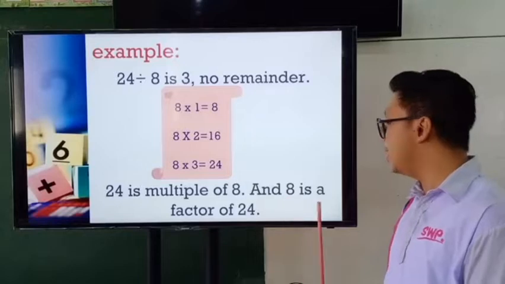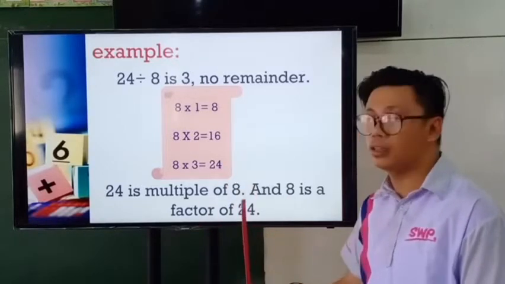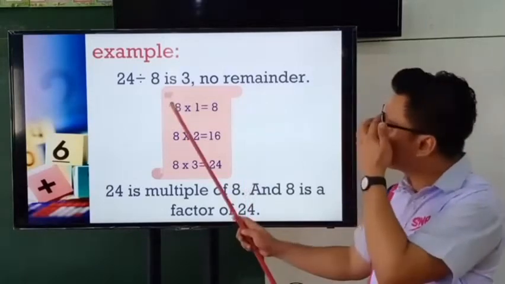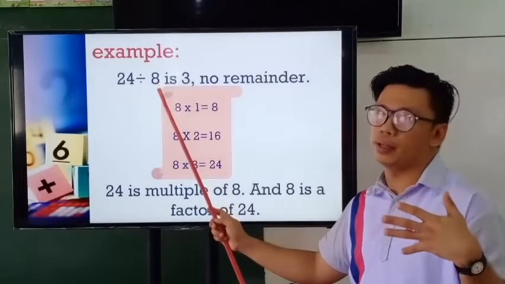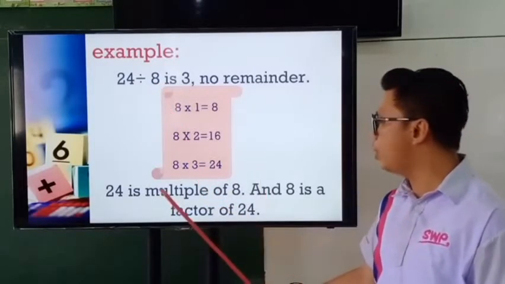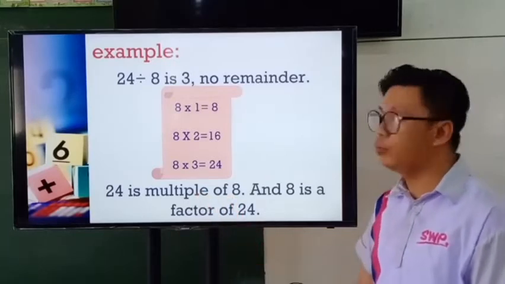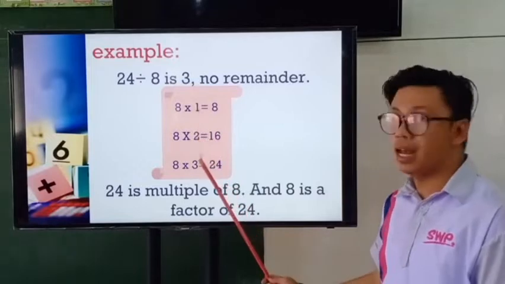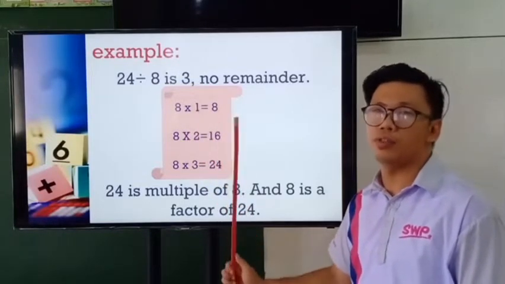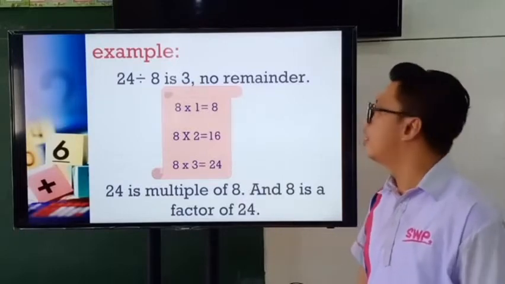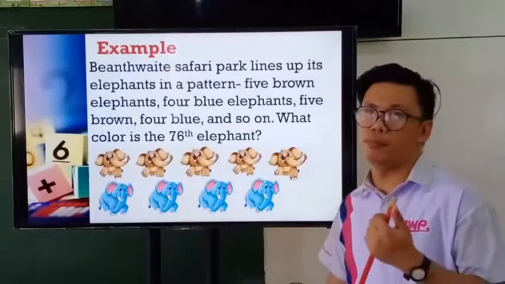And 8 is the factor of what? It's the factor of 24. If you observe, if we divide 24 by 8, there is no remainder. So we can also call it a multiple of 8 because there is no remainder. And we use the, what do we call this? We use the times table. Okay? So next, we have an example problem.